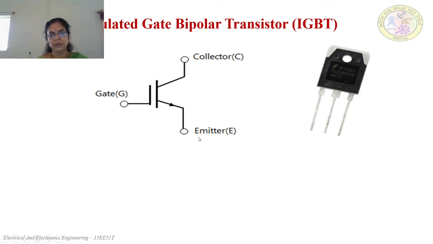Whenever you want to turn on and turn off the device, we have to apply the potential here. So when we want to turn the device on and off, we have to give supply between gate and emitter.